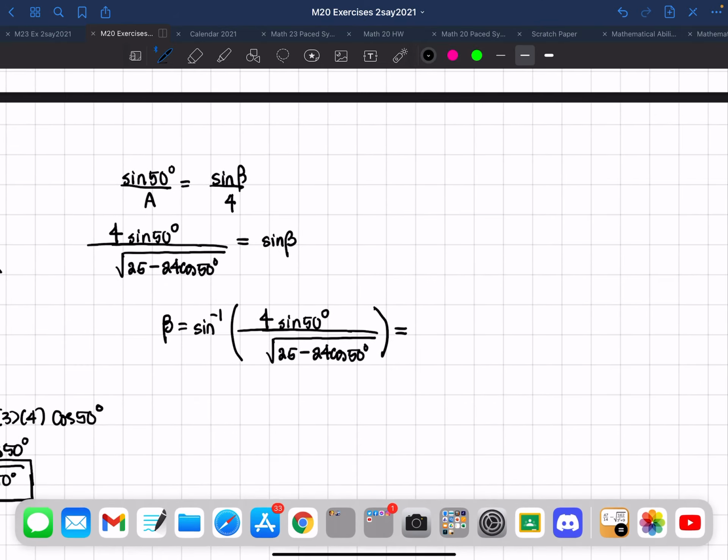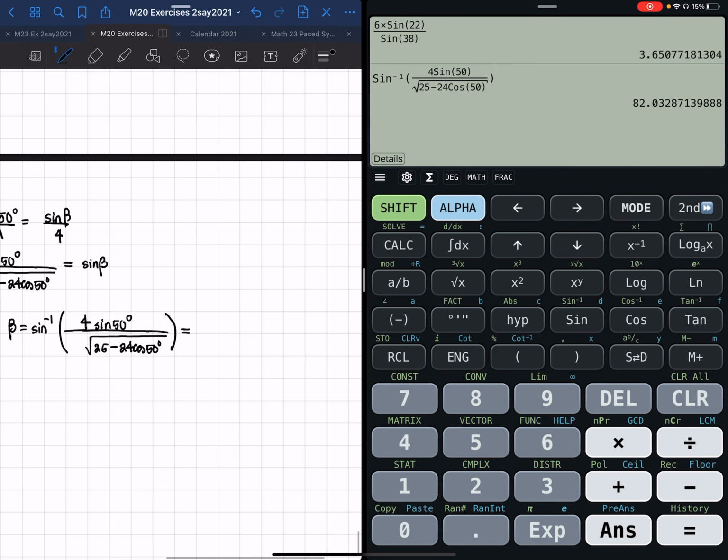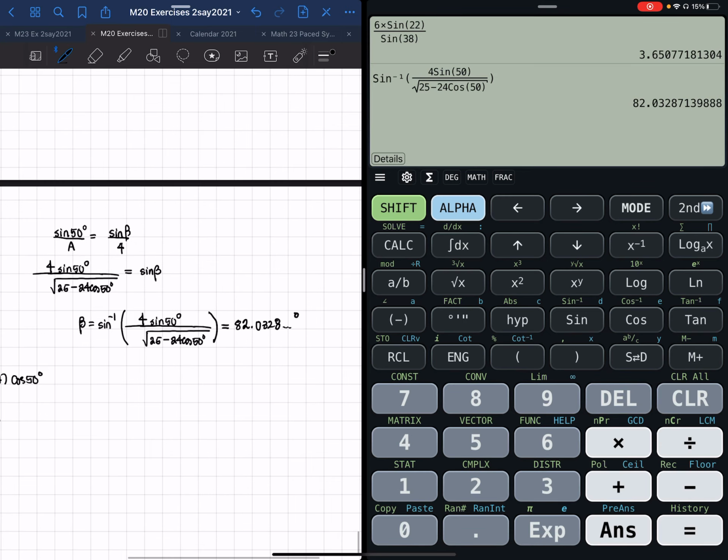Pero kung allowed mag-calculator, compute nyo na. So, 4 sin 50 divided by square root ng 25 minus 24 cosine 50. So, yung angle daw, nakadegrees ba tayo? Yes, nakadegree. May sine inverse pa sa labas. Sine inverse. Yan. So, roughly 82 point something degrees. So, yan yung beta natin.